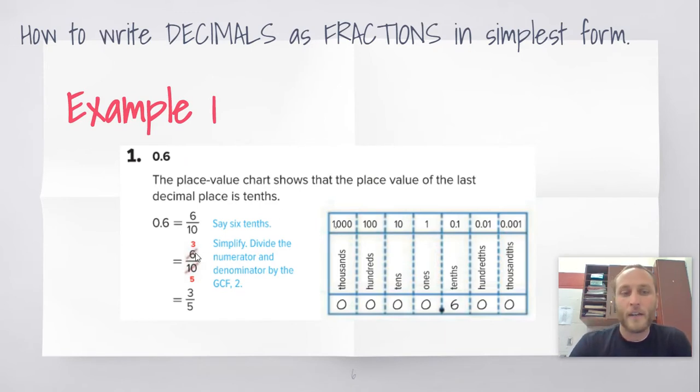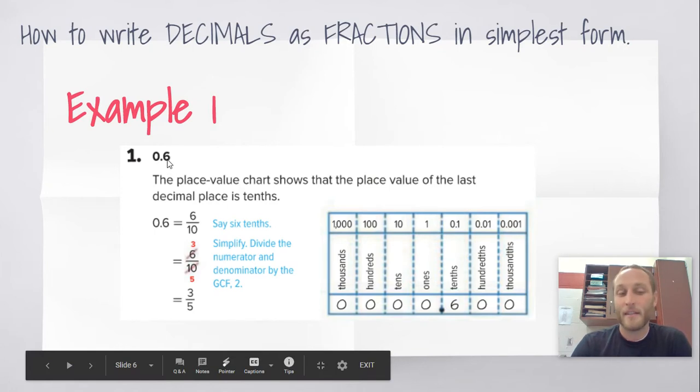And then you guys are smart. You can figure out if there's any number that can go into 6 and 10 to make it smaller, right? So I know that I can divide 6 and 10 both by 2. If I divide 6 by 2, I'm going to get 3. If I divide 10 by 2, I'm going to get 5, which means that 6 tenths in simplest form is going to be 3 fifths. So that's a quick example of how you would do it if you just had it in the tenths spot.